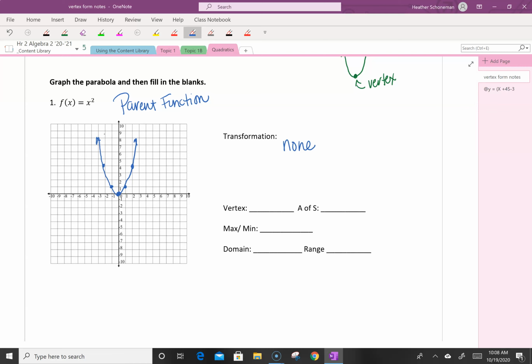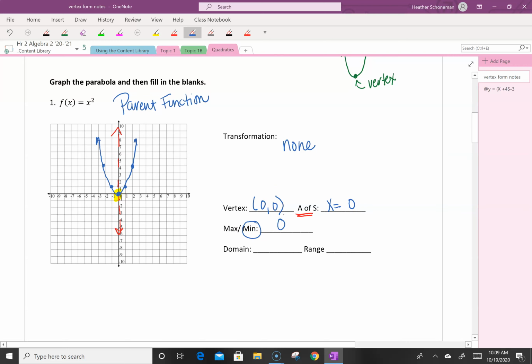In this parent function, there's nothing subtracted in the parentheses and there's nothing added or subtracted outside of it, so our vertex is (0, 0). The axis of symmetry is x equals the x-coordinate of the vertex, which is 0. Now we're not going to graph it, but if we did, this is where the axis of symmetry would be. If I'm looking at this vertex right here, it's the bottom point on my graph, so it is the minimum value, and the minimum value is always the y-coordinate, which is also 0.